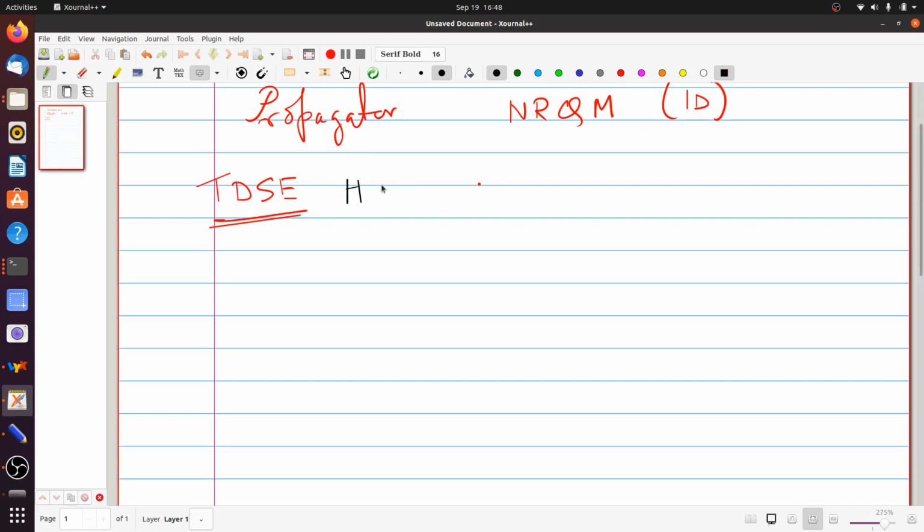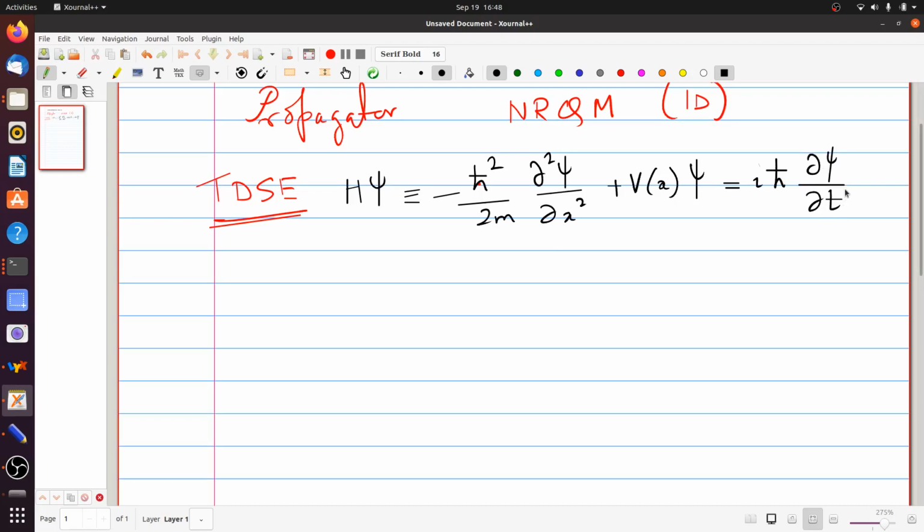The Hamiltonian operator, some operator which describes your system, acting on the wave function, which for our one-dimensional system will be minus h cross square by twice m, second partial derivative with respect to position, plus the potential acting on psi. This will be equal to i h cross del psi del t. Or we can rewrite this in a slightly more formal and simpler looking fashion. In this form, i h cross del del t minus the Hamiltonian operator acting on psi is going to give me 0.